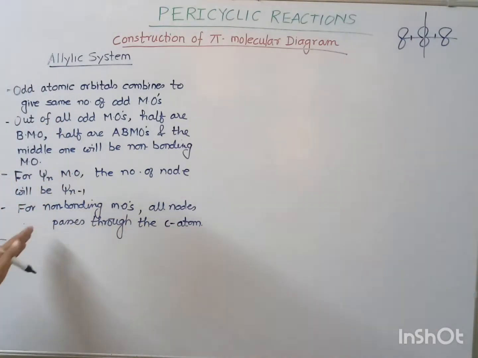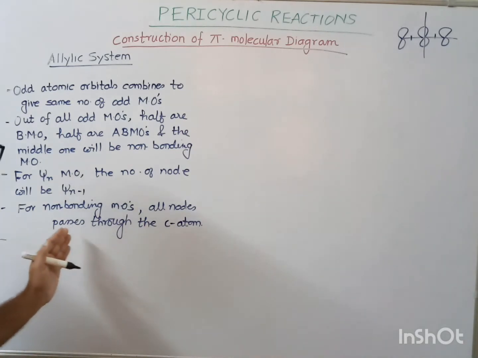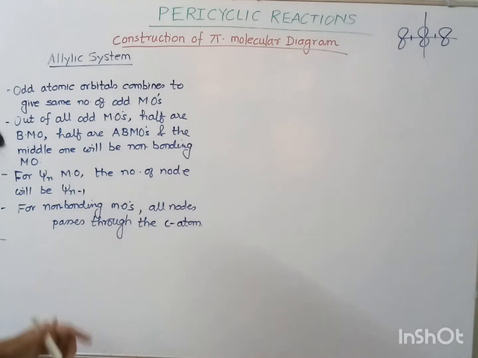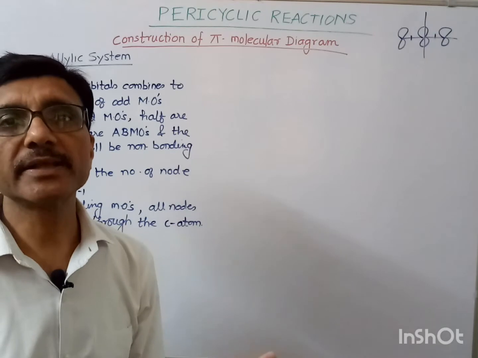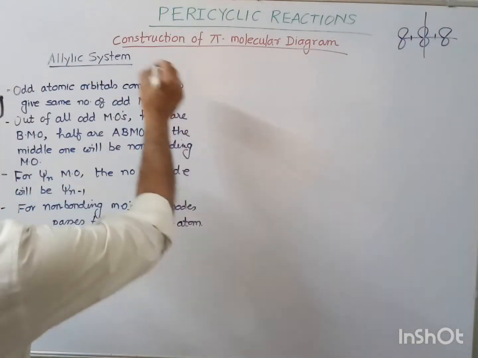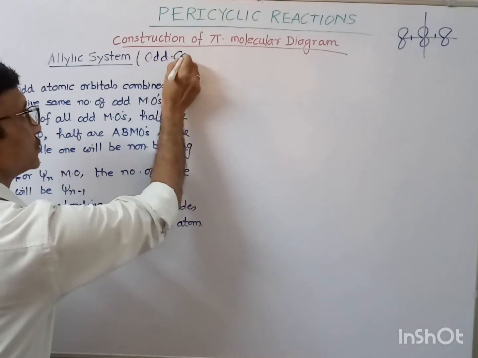Now this may be the non-bonding molecular orbital, and that would be your even molecular orbital otherwise. Now for the rest of the even molecular orbitals, this non-bonding one is always the even molecular orbital in the case of odd carbon systems. So this is the allylic system, or odd carbon system.